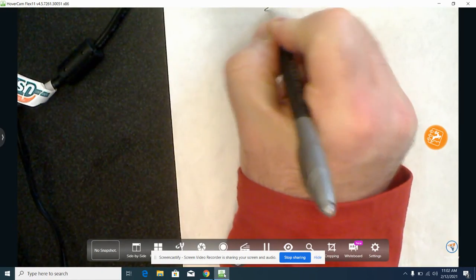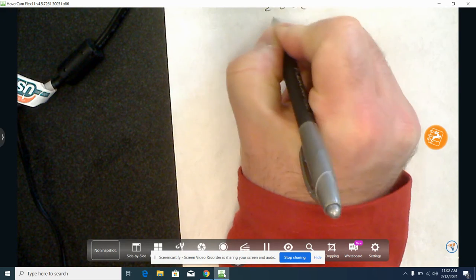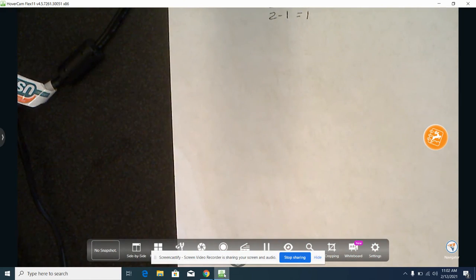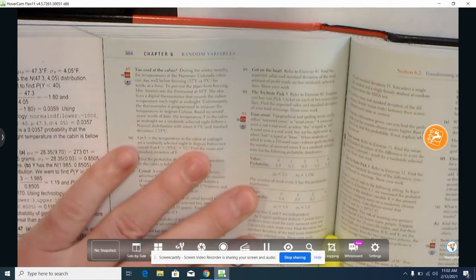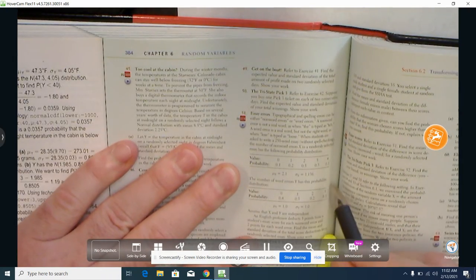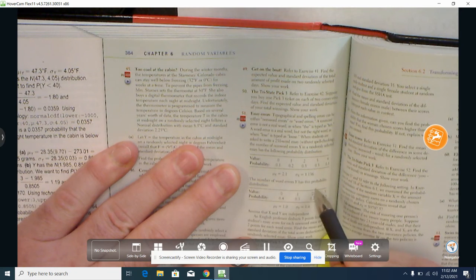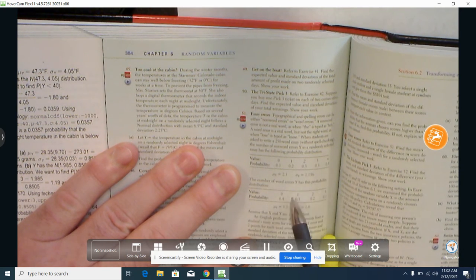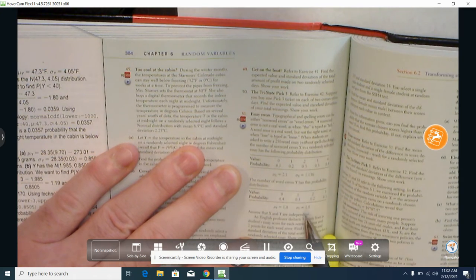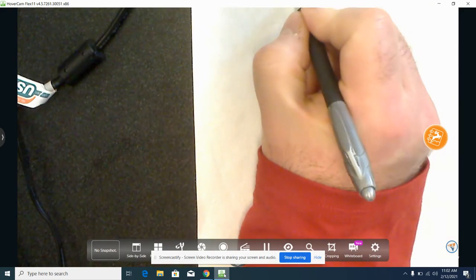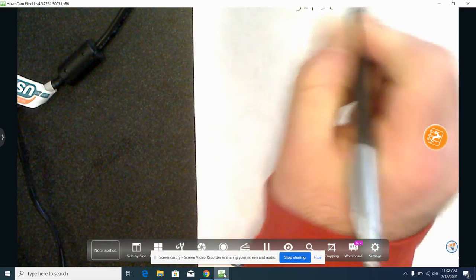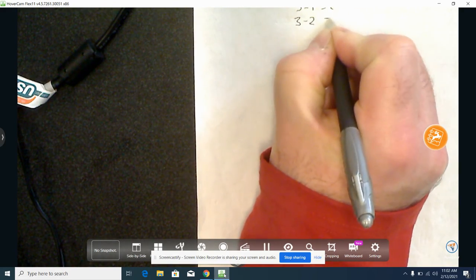2 minus 0 is equal to 2. 2 minus 1 is equal to 1. And then what else do we have? Well, we have all the possibilities with three word errors and the non-word errors. So 3 minus 0, 3 minus 1, 3 minus 2. And those are all the instances where these numbers are bigger than those numbers. Okay, so 3 minus 0 equals 3, 3 minus 1 equals 2, and then 3 minus 2 is equal to 1.